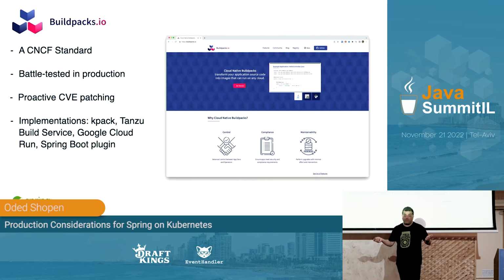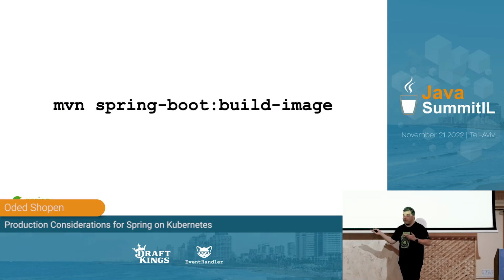And because it's a standard or a specification, it has multiple solutions. It has solutions based on Kubernetes like KPAC, Google Cloud Run supports it, and it also works as a Spring Boot plugin. So you can simply run Maven Spring Boot build image, and you're going to get a production-ready image at the other side.